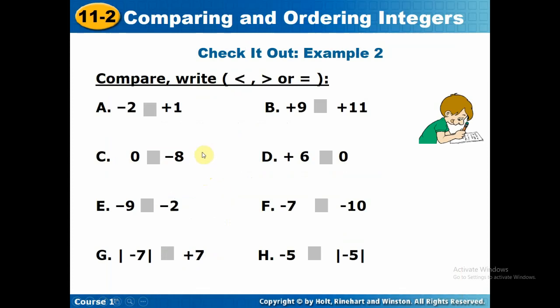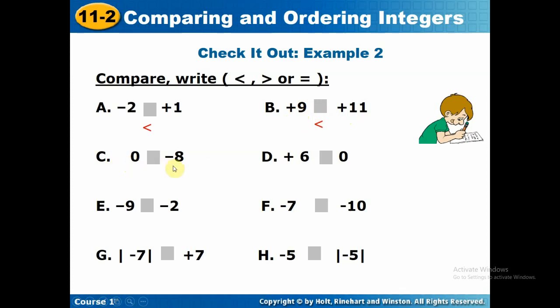Now, compare between these two numbers. A, negative 2 and positive 1. As we said, any positive is greater than any negative. For that, positive 1 is more than negative 2. B, positive 9 and positive 11, we have two positive numbers. The greatest represents the greatest integer. For that, positive 11 is greater than positive 9.